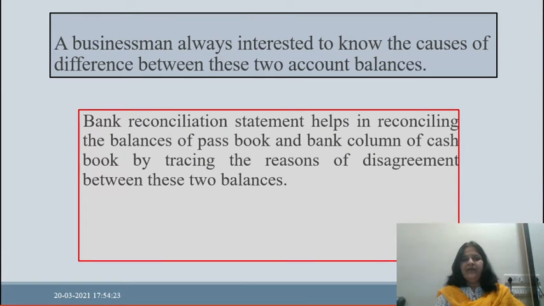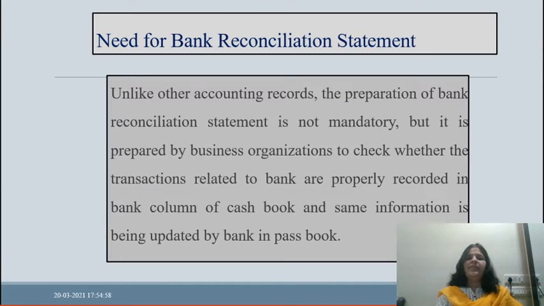A businessman is always interested to know the causes of difference between these two account balances. Bank reconciliation statement helps in reconciling the balances of passbook and bank column of cash book by tracing the reasons of disagreement between these two balances.